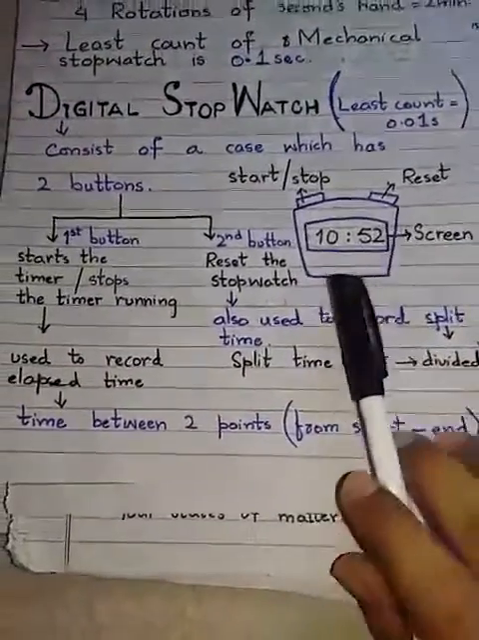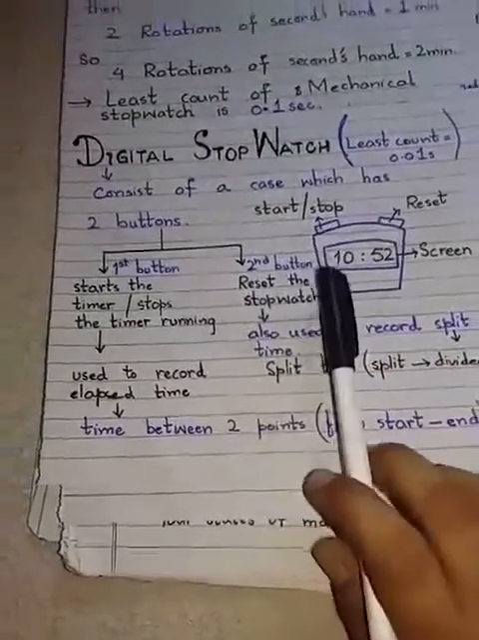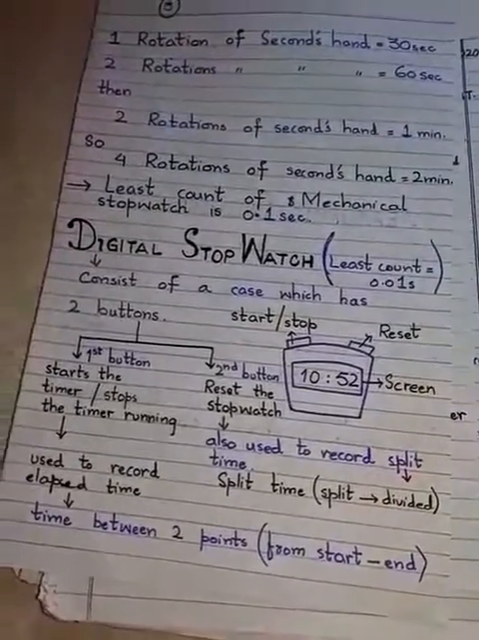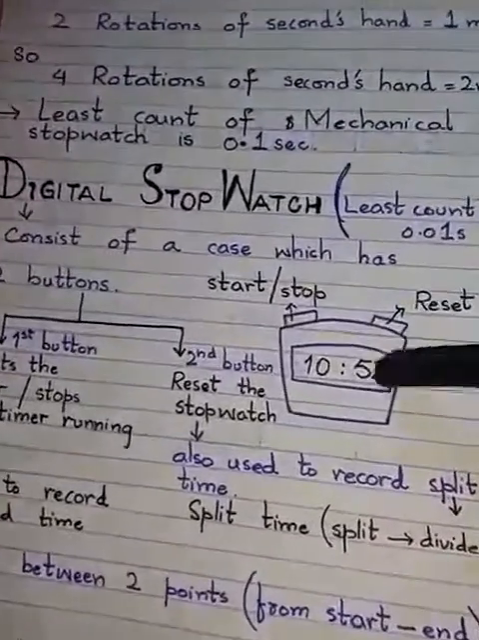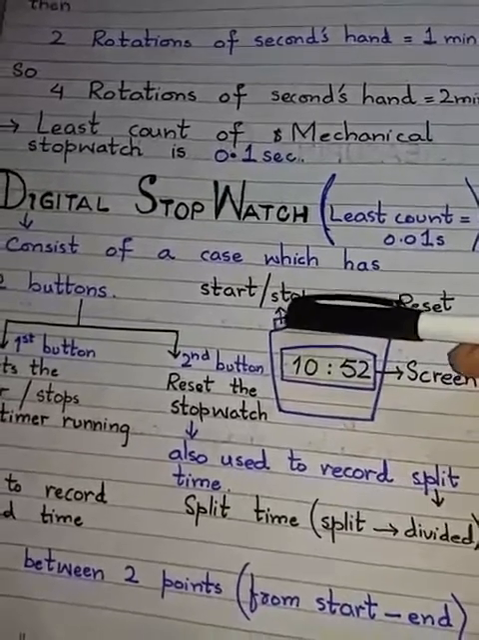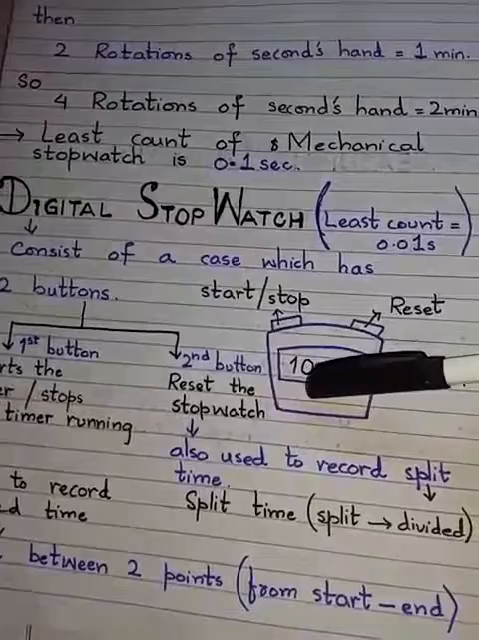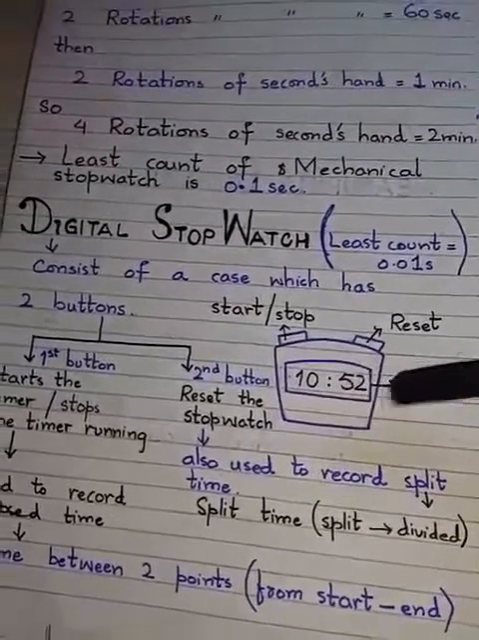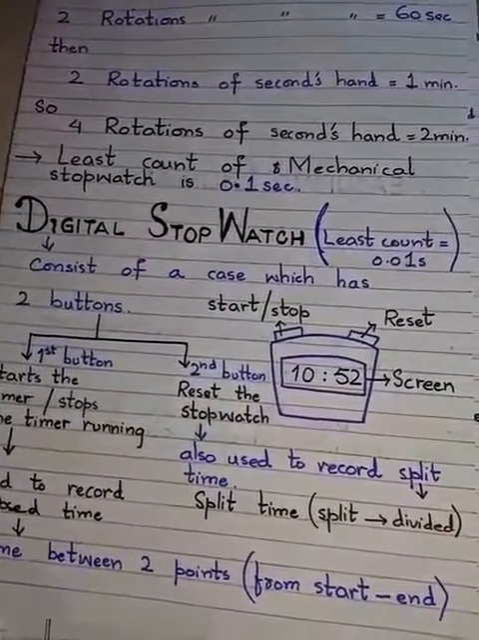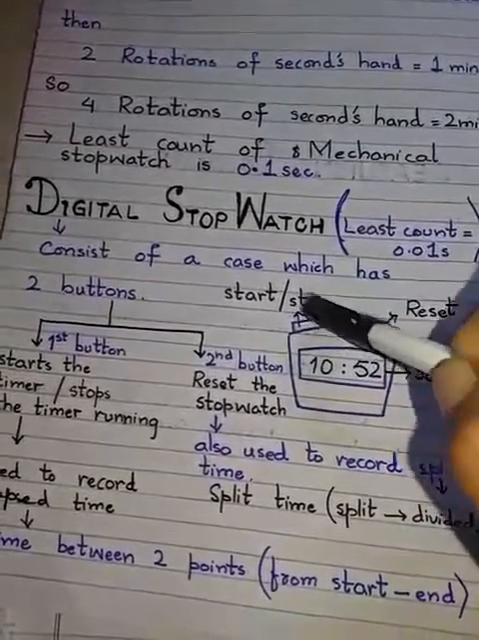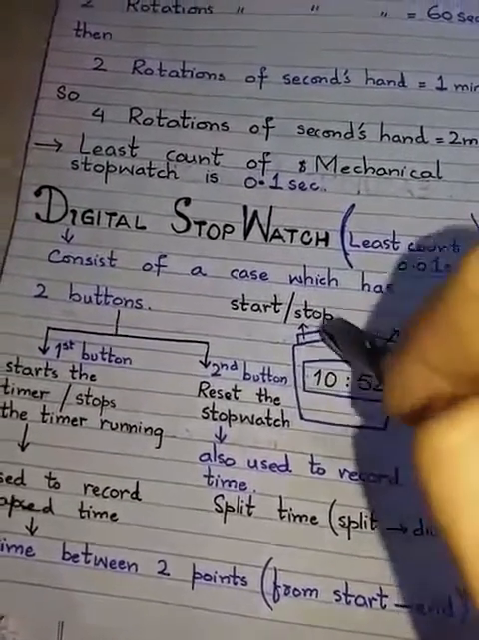Suppose we want to measure a time period. First we press this button, and when we press it, the time starts. Then with the passage of time, suppose after 10 minutes or after 20 seconds, when we press this button again, the timer stops running.